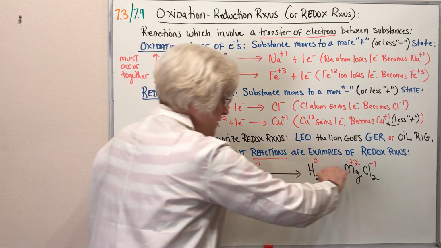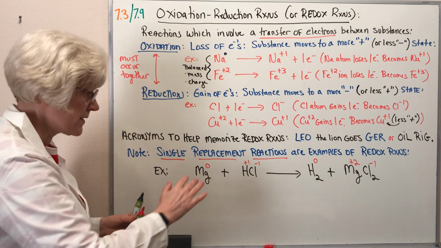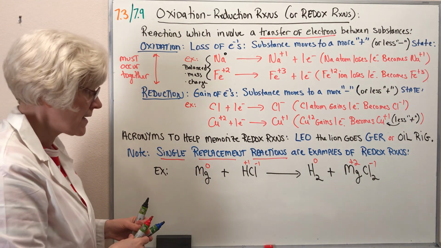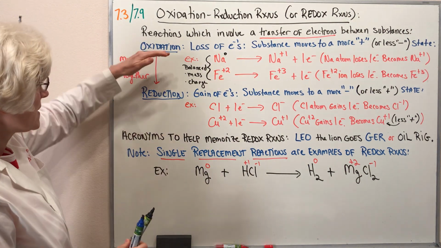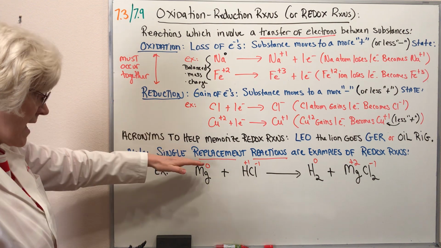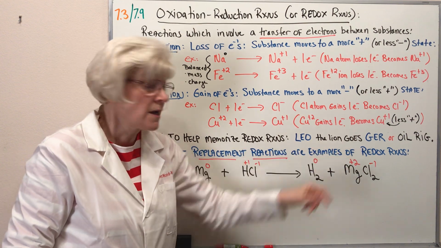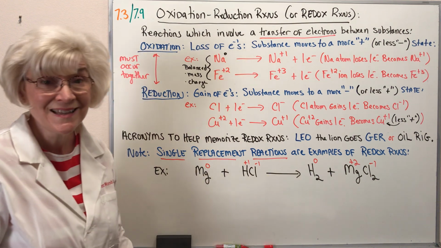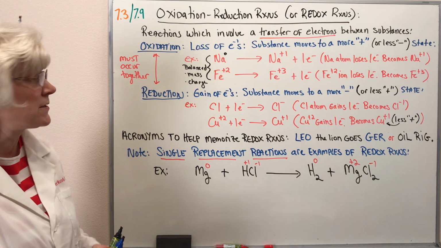And now that I have filled in charges for every one of the atoms or elements here in this redox equation, I am now in a position to evaluate, did any substance get oxidized? Did any substance get reduced? And I already indicated that single replacement reactions are examples of redox reactions. So we're expecting that answer to be yes. Something got oxidized, something got reduced.